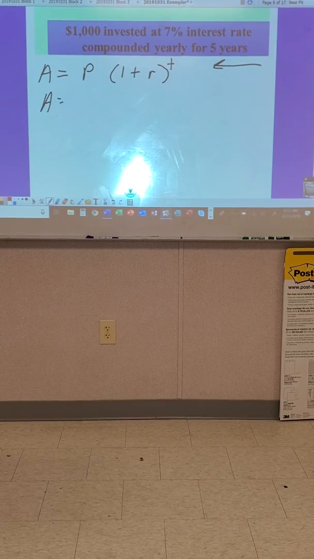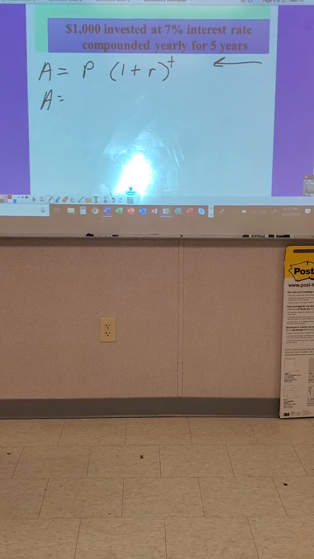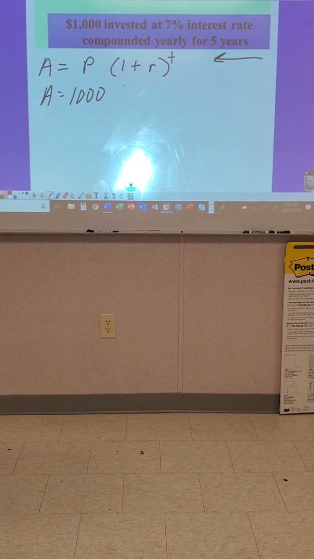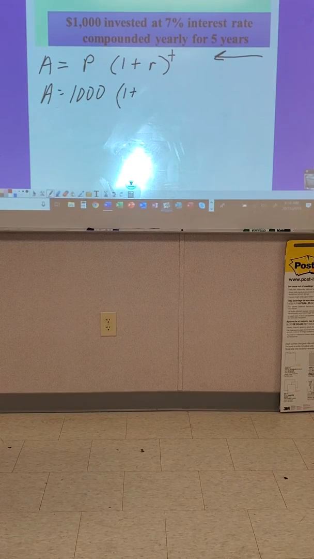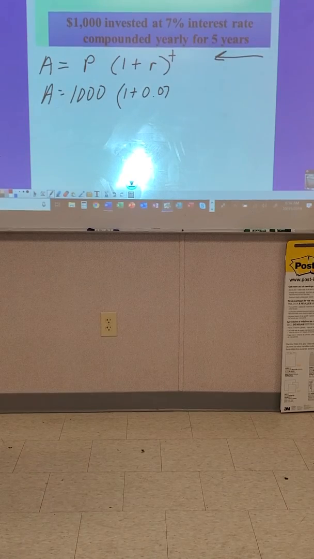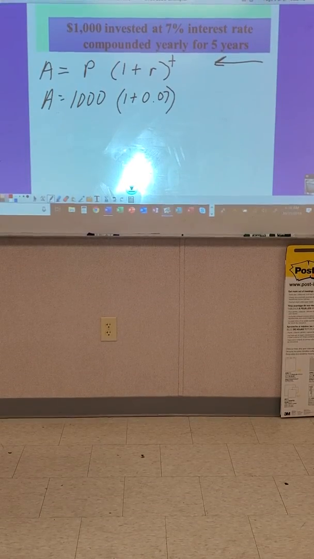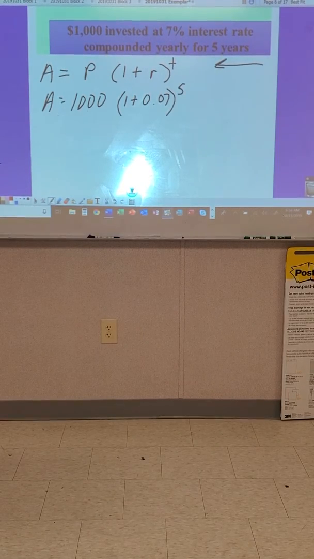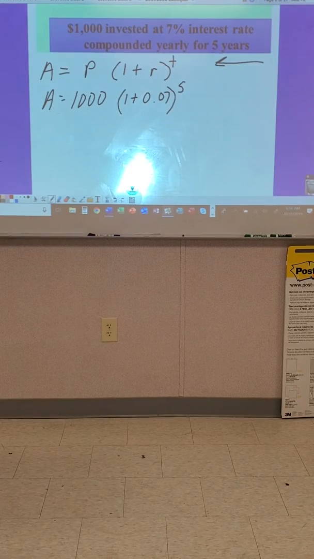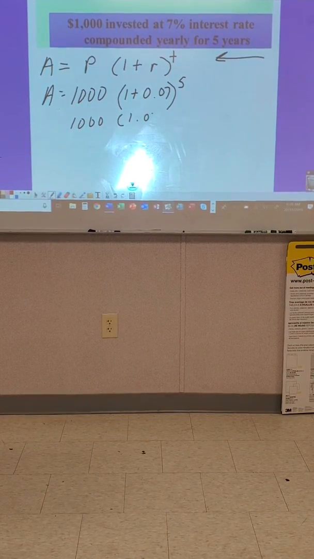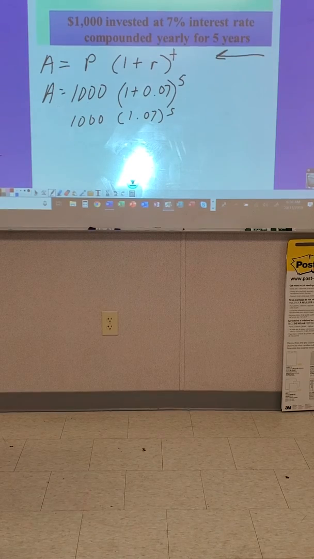the total amount that my investment is going to be worth equals the principal, which is $1,000, invested at 7%. This is the decimal version of 7%, 0.07, compounded yearly for 5 years. So what we have is 1,000 times 1.07 to the 5th power.